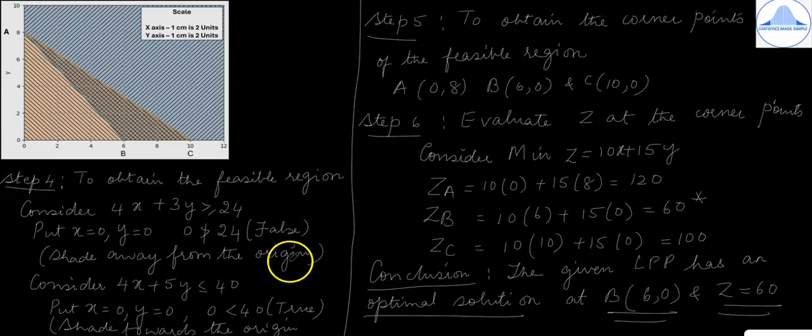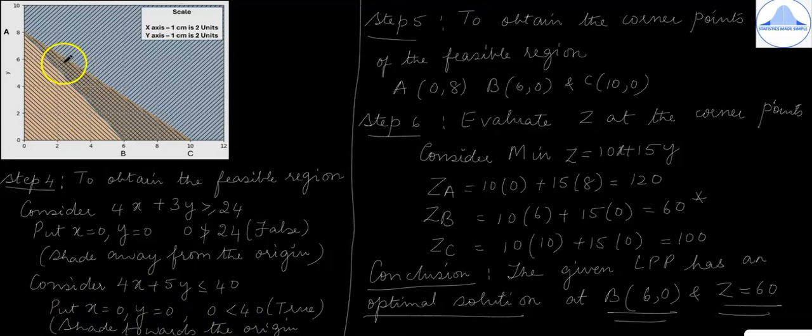Take the other inequality, 4x plus 5y less than or equal to 40. Again put x as 0, y as 0. So on the left hand side we get 0, and on the right hand side we have 40. So we see that 0 is less than 40, which is true. So when the condition is true, we shade towards the origin, that is below the line.